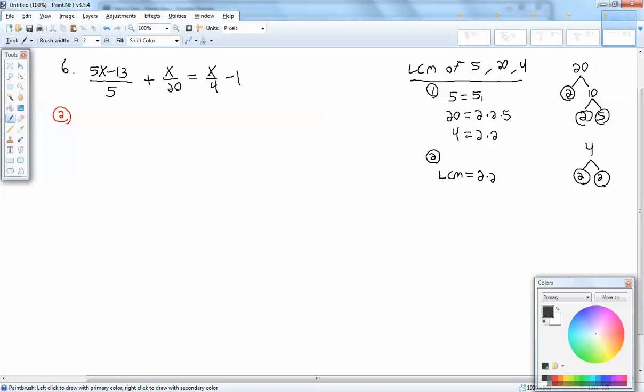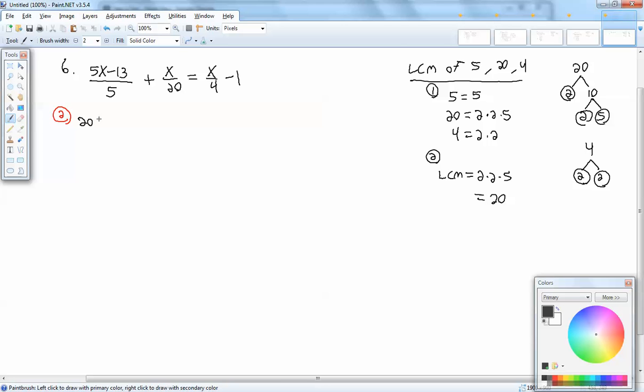Then I go to my next prime, which is 5, and I'm looking for the greatest number of 5's on any single line. And I'm talking about to the right of the equals. So there's 1 here, there's 1 here, there's none here. So the greatest number of 5's on any single line is 1. 2 times 2 is 4, times 5 is 20. So we're going to multiply everything by 20.